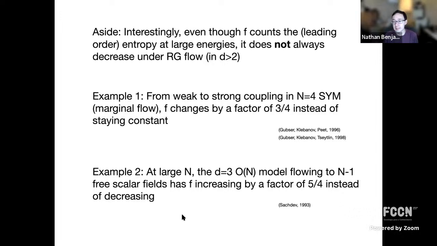The second example is by Sachdev in the 90s. It's even a little bit more drastic, I think. This showed that in the O(N) model at large N, there's an RG flow where it flows to some N-1 free scalar fields. And here F increases under RG flow. It increases by a factor of 5/4 in the large N limit. So this F is not constant under RG flow. Sorry, this F is not decreasing. It's not monotonic under RG flow.